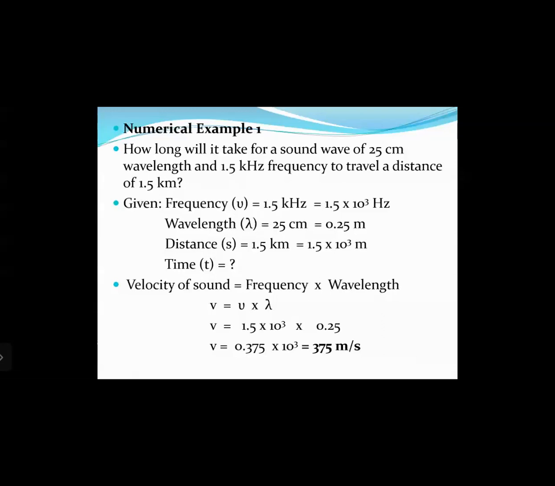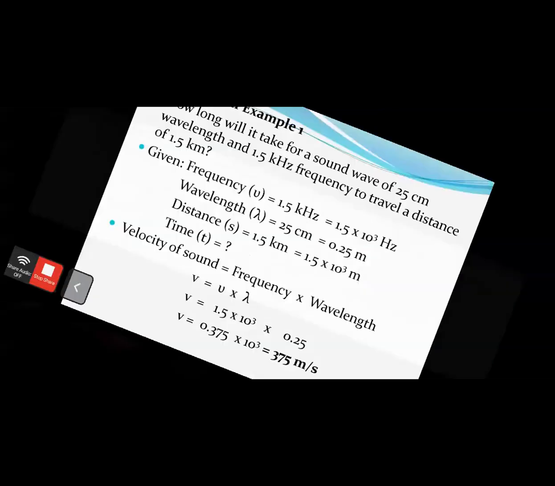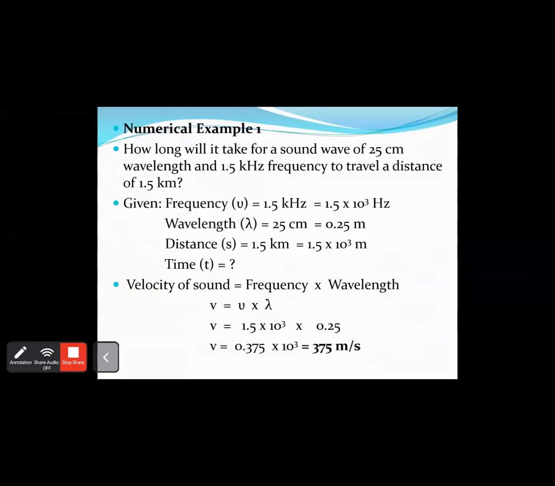Okay. We need to calculate time. Now let us first of all start with the formula. Because we have to calculate time, first we need to calculate the velocity of the sound. We know velocity of sound is equal to frequency times wavelength. So V equals nu times lambda, right? We have the value of nu as 1.5 × 10^3, which is the frequency, and the wavelength as 0.25 meters. So we multiply them, that is 1.5 × 10^3 multiplied by 0.25. So we get V, that is the velocity of sound, equal to 0.375 × 10^3, that is equal to 375 meters per second, right?